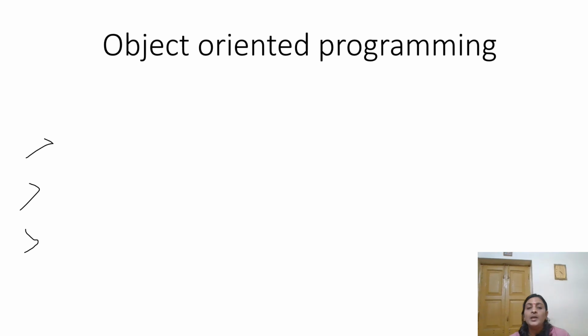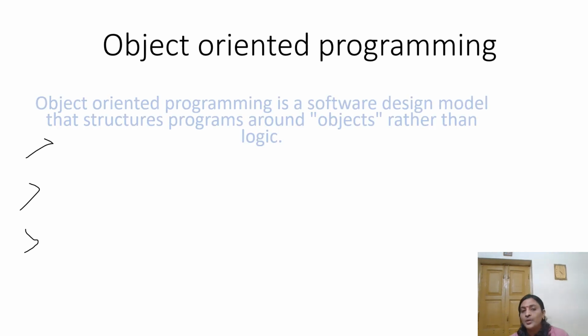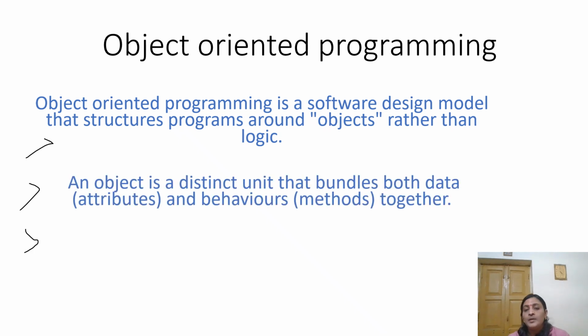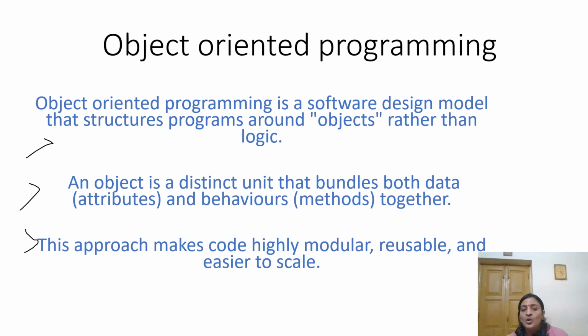Let's start today's topic, object-oriented programming. Object-oriented programming consists of data and behavior. What is data? When you go to the market to buy some things, those things are known as your data. And what work we have to do on that data is known as the behavior. It is highly modular, reusable, and easier to scale. It means when a program is long and we divide it into small modules, those modules are known as the method or behavior.